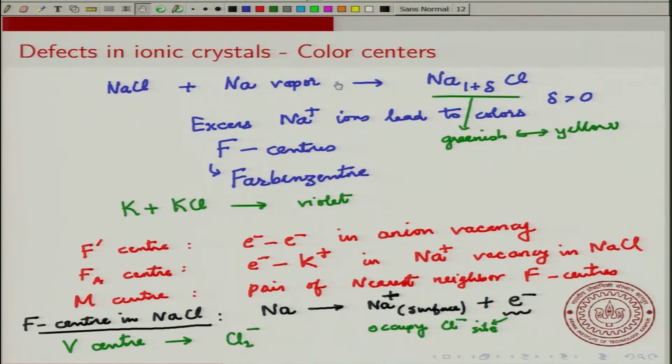So, I will conclude this discussion on point defects. In the next lecture, I will change tracks and start discussing line defects.